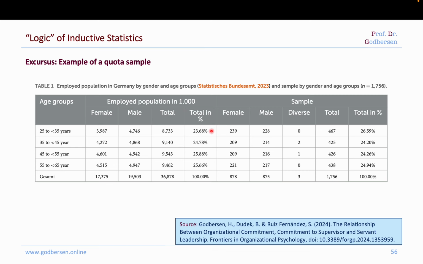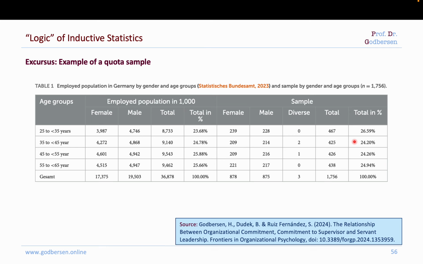So you have the distribution in the age brackets in percent from the official statistics, and on the right you have the distribution in our sample. Then compare. We have 23.68% in the official statistics, and in our sample 26.59%. So a bit higher, but fair enough. And the next age bracket, 35 to 45 years: in the population, 24.78% in this age bracket are employed, and we have 24.20%. So we're rather fine here.